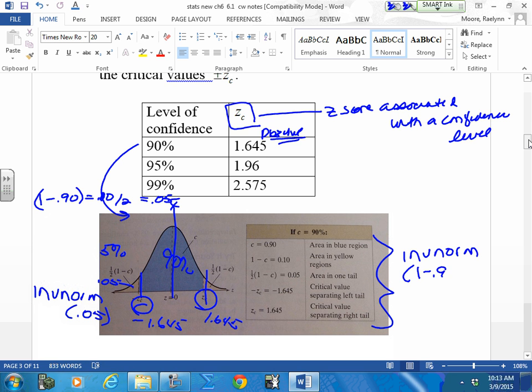Parentheses, 1 minus 90 divided by 2. But you have to remember your parentheses. Otherwise, it'll divide the 90 first and then subtract it from 1, and you don't want that. So you can kind of bypass that a little bit. This is your inverse norm in here to find it.